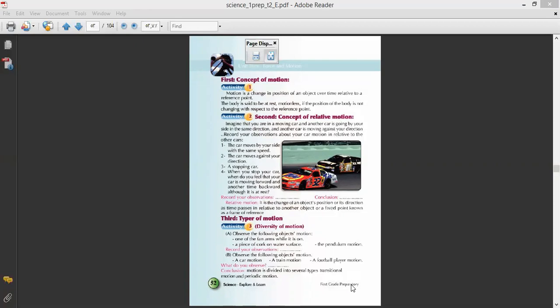For this example, if he throws this ball, it has a start point here and an end point there. If you go to any place with your car, you start from your home and go to another place. Okay, it has a starting point or initial position and a final position.